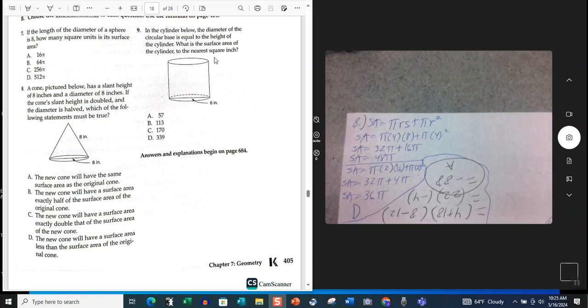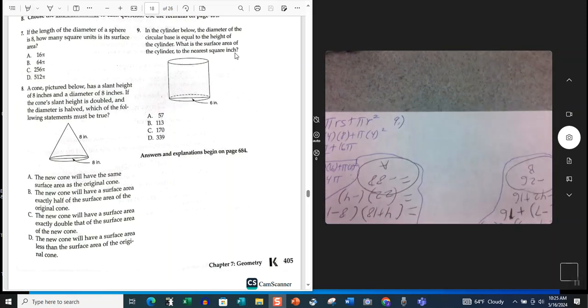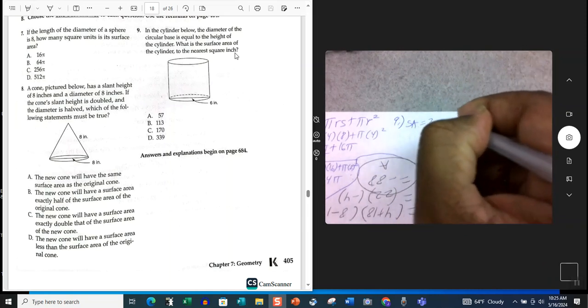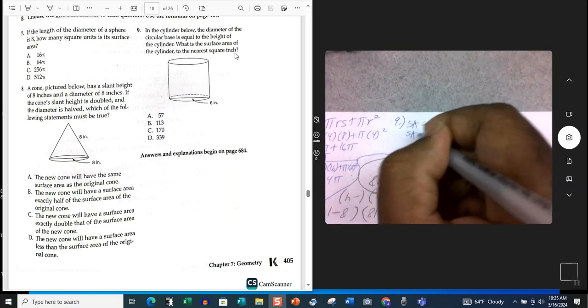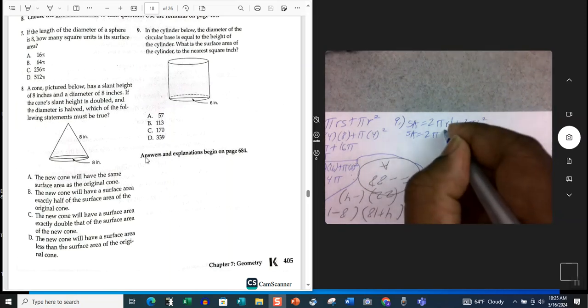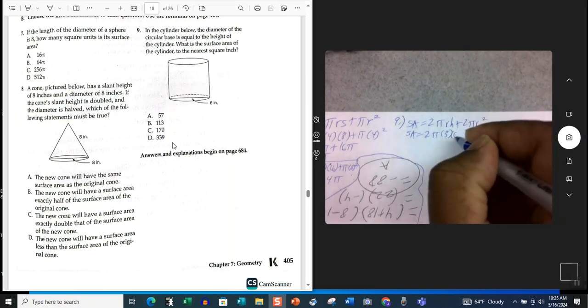Now we go here to number 9. In the cylinder below, the diameter of the circular base is equal to the height of the cylinder. What is the surface area of the cylinder to the nearest square inch? So with number 9, we need the surface area of a cylinder, which will be 2 pi radius times the height plus 2 pi radius squared. So we have the surface area of 2 pi. The radius is half this diameter, which would be 3. And then the height is the same as this diameter, so it'd be 6.